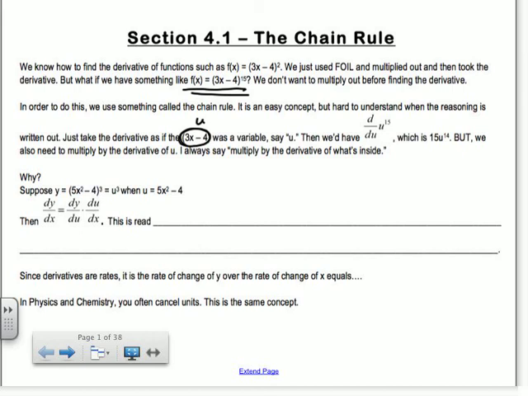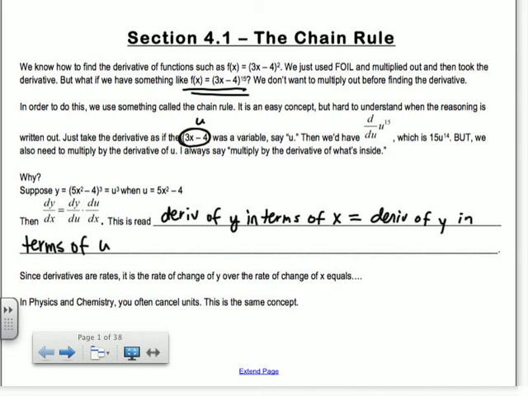Okay, so here's why. Suppose you have the derivative of y in terms of x. We're treating it like the derivative of y in terms of u times the derivative of u in terms of x. Let me write it out. The derivative of y in terms of x equals the derivative of y in terms of u times the derivative of u in terms of x.